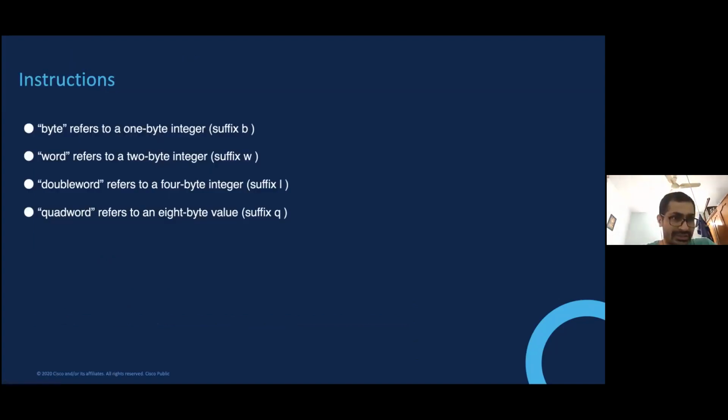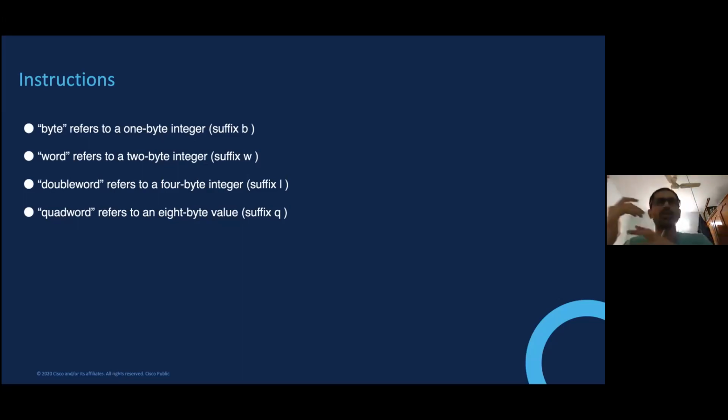The other instructions: generally, byte. When you have move byte, it refers to a 1 byte integer. Word is a 2 byte integer. Double word would be 4 bytes. Quad word would be an 8 byte integer. This is important when you do this.